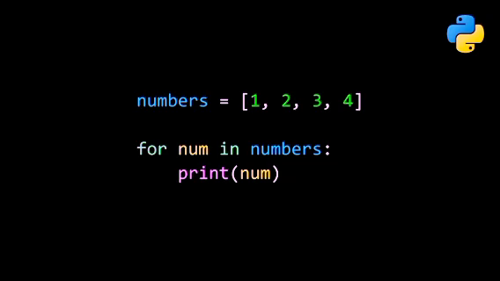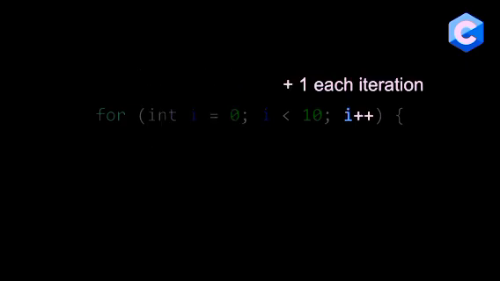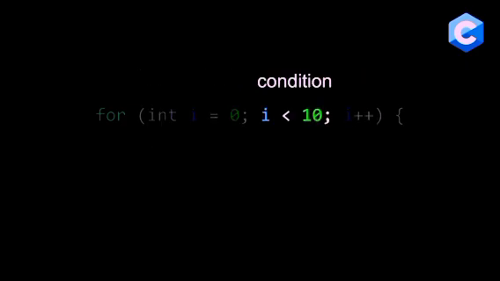Another way is with a for loop, which can iterate over every element inside a data structure like an array, but can also loop for a specific number of iterations by setting a starting value, incrementing it after each iteration, and setting an upper bound with a condition.